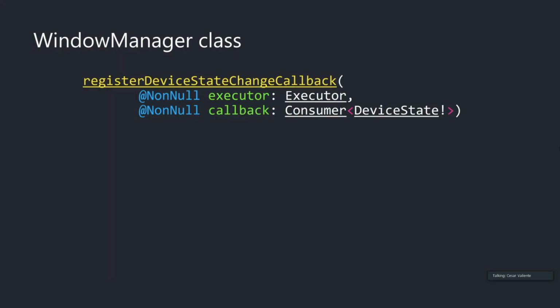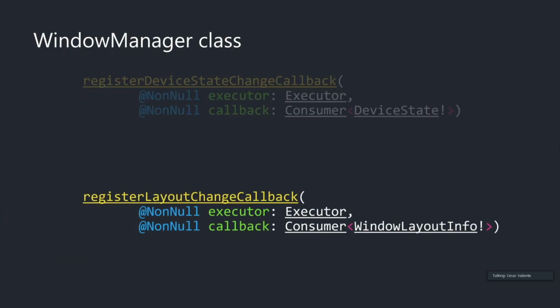How to use the Window Manager? The Window Manager class is the main component that we have in order to interact with the Window Manager API. One of the things that we can do is register for device state changes. So every time the posture of the device changes, we are going to get a callback, and then we can react to this callback and do something. Two parameters that this callback receives: the executor, where our code is going to be executed, and then the device state with the posture information.